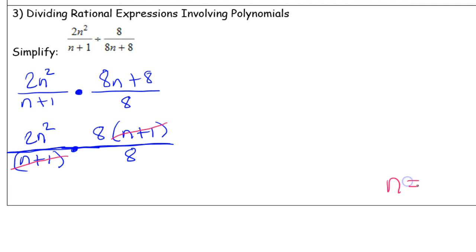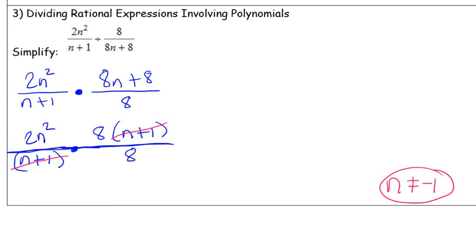Okay, n cannot equal negative 1, because of this right here. So even though I'm canceling it out, it still gives me a restriction. If I set n plus 1 equal to 0, that gives me negative 1. So n cannot equal negative 1.